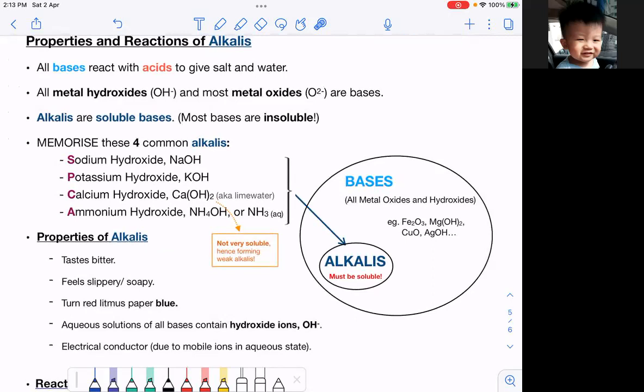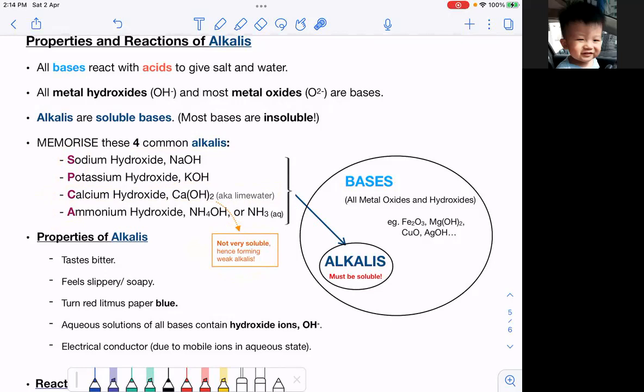And in O level, you can memorize 4 alkalines. I like to call them SPCA, which is the place you go and adopt rabbits and dogs, right? SPCA: sodium, potassium, calcium, ammonium. Just memorize. Out of SPCA, it's good to know that calcium hydroxide is the weakest alkaline. It's all in the notes, but this is all little extra information. The more you know, the better, but hardly tested.